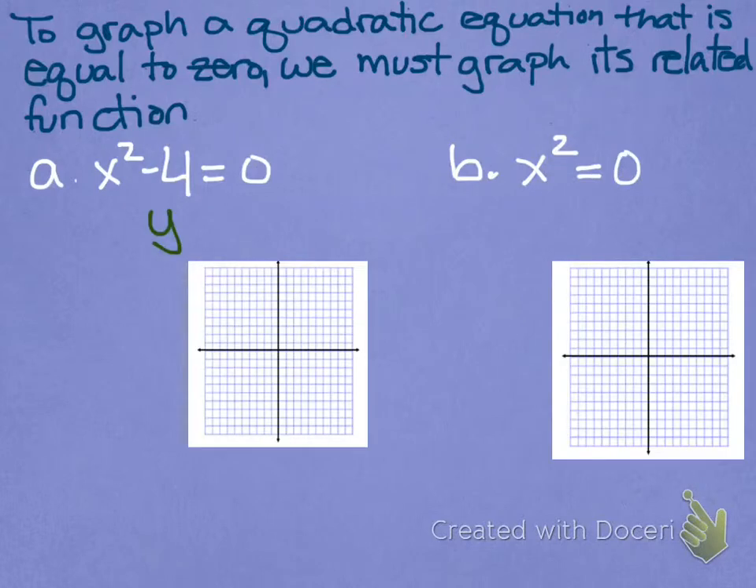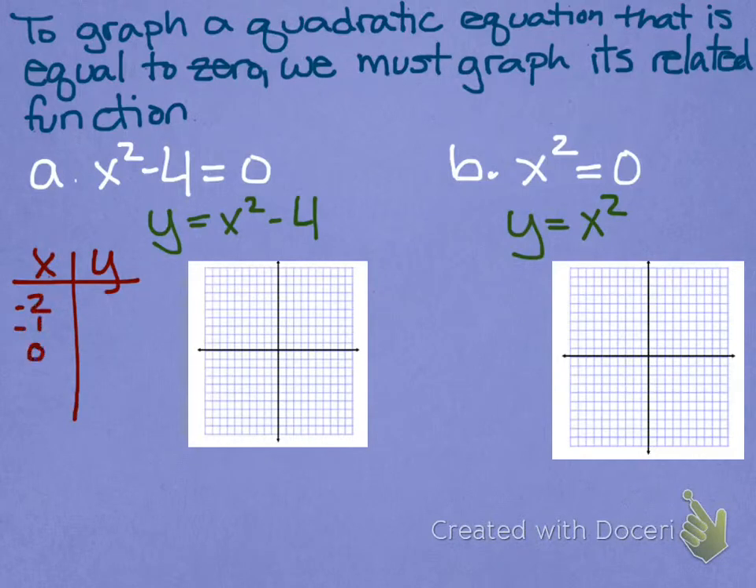So if we look at A, it says x squared minus 4 equals 0. To graph this, we just need to simply replace our 0 with a y. So we're going to have y equals x squared minus 4. Same thing with B, it's going to be x squared equals 0, so y equals x squared. Then to graph these, we can graph using either method we learned before. I'm going to pick the chart, since I just don't want to go through those 6 steps. So I'm going to pick 5 values to graph, -2, -1, 0, 1, and 2. Then I'm going to go through and show all my work to show how I get my y values.